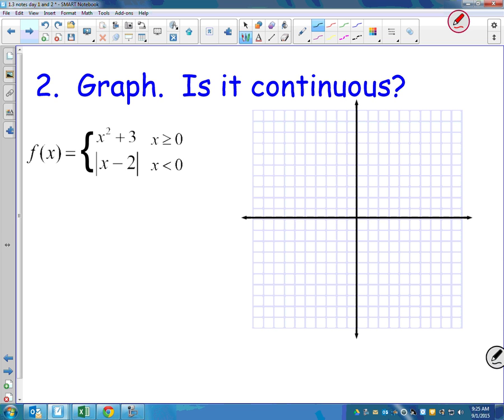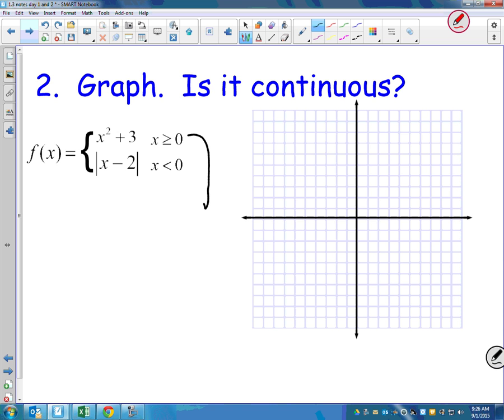X squared plus 3, what kind of graph is that? A quadratic, a parabola, right? That U-shaped graph. If you aren't sure what's going to happen there, you can just pick some points. Plug in 0, and it's greater than or equal to 0. So plug in 1, plug in 2, see what happens.